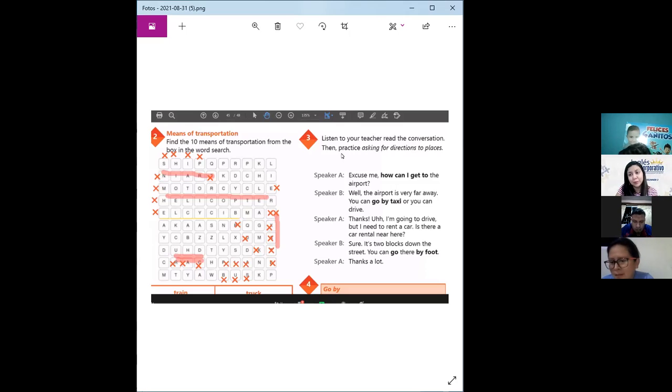But also, the second time, you can try to change the information and use other means of transportation and other directions or other places to get to. Instead of the airport, you can say El Tunco Beach, La Costa del Sol Beach, or, I don't know, the shopping mall, La Gran Vía, Multiplaza, or any other places, okay? That's okay, teacher, we're on the train. Yeah, you can do it.